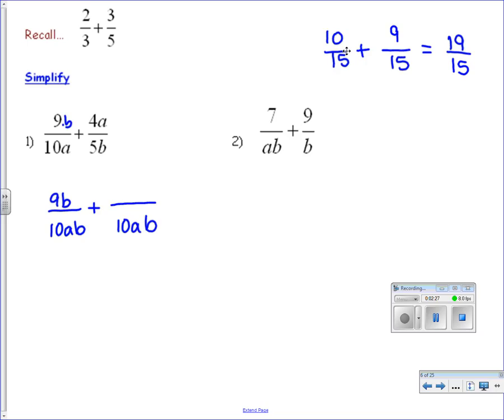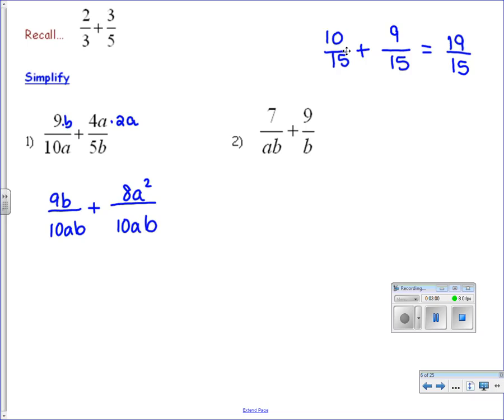Okay, then for 5b, what do I need to multiply that by to make it become 10ab? 2a. I need a 2a. So I'm going to multiply the numerator by 2a. Therefore, we're going to do 4 times 2, which is going to be 8, and a times a, which is going to be a squared. And then since we have a common denominator, we can put them together.